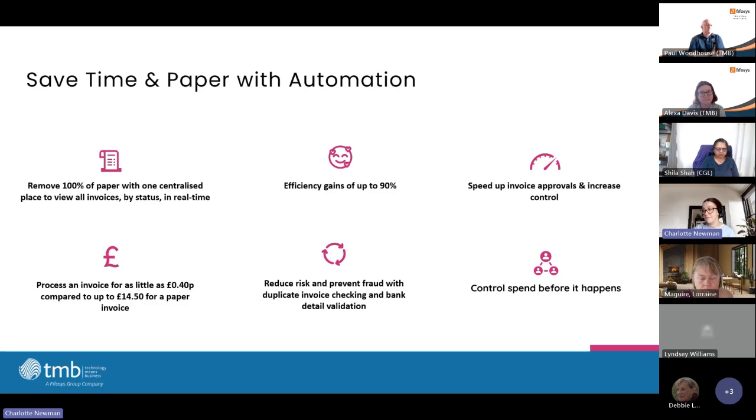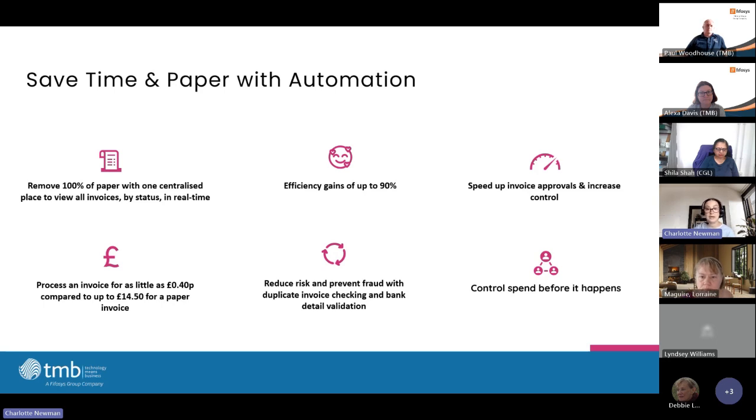It's quick and easy to approve for approvers and also provide any comments around invoice exceptions. And we're looking at processing invoices for pennies, not pounds. So you can process an invoice for as little as 40 pence compared to that £14.50, which is a widely reported cost for handling a traditional paper invoice. And you're also getting that visibility, control, and removing that paper again. You can reduce the risk level that your business is exposed to by automating those checks that I've touched on. So those additional validations around duplicate invoice checking, bank detail validation, all essential when looking at preventing fraud.